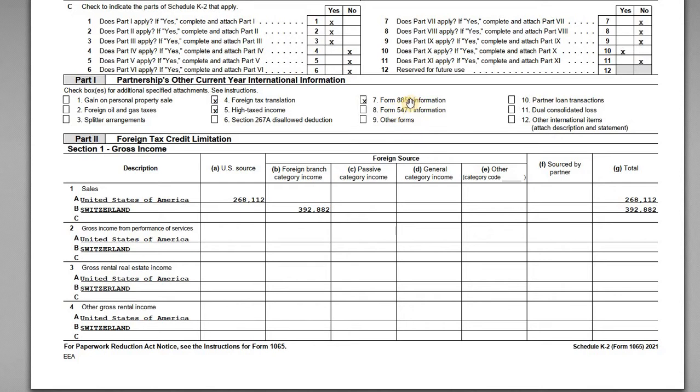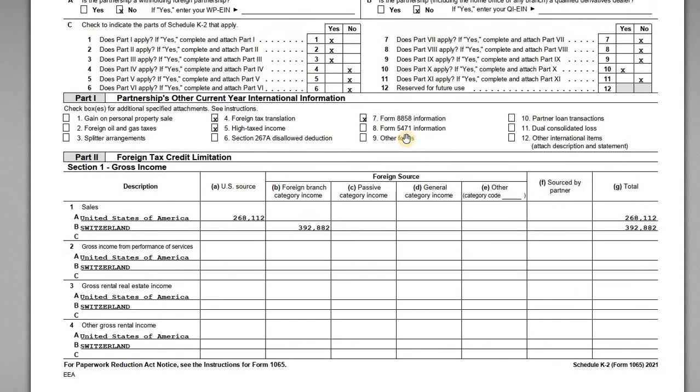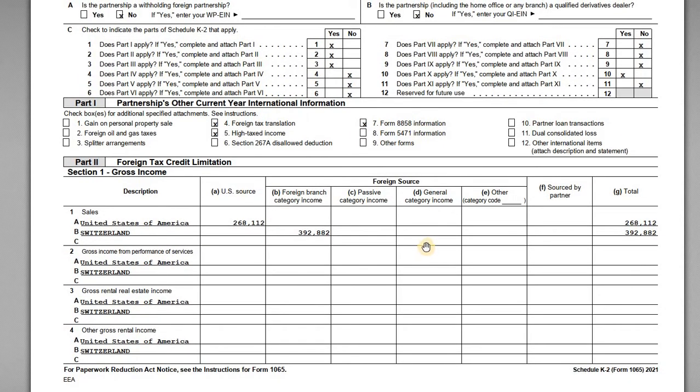Now the 8858, this is kind of bizarre. I don't know why they made this a point, but if we're attaching an 8858 to the tax return, we have to indicate as such here, but we don't have to include a copy with the K-3. So this is just letting the owners know that, hey, we do have a foreign disregarded entity in the mix here, and so we filed an 8858, but you're not going to get a copy of the 8858 because all the information that you do need is just going to be reported on K-2.